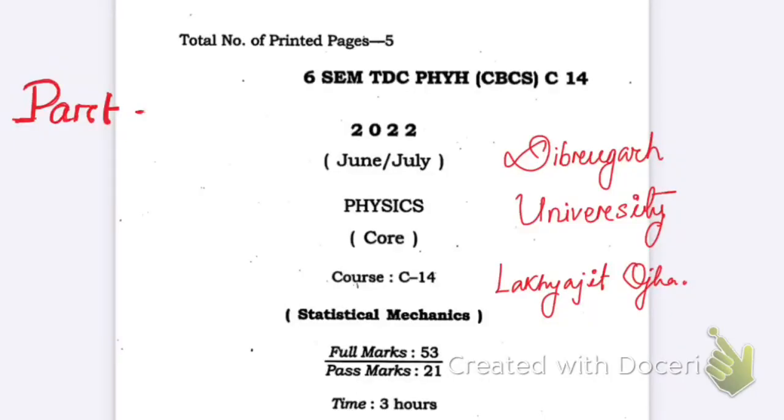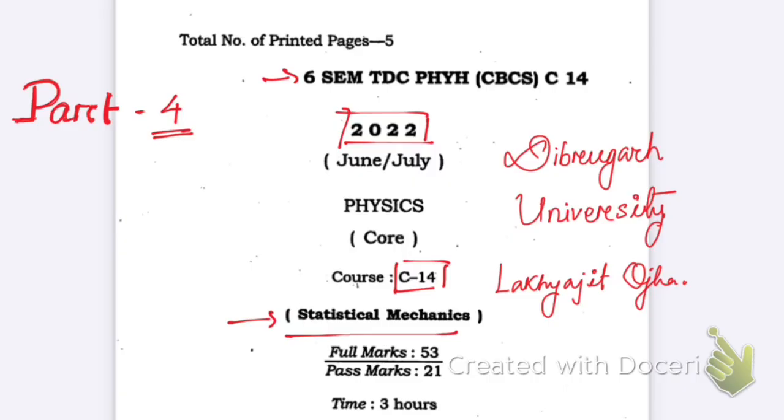Hello friends, in this video you see part 4 of Statistical Mechanics paper C14 2022, 6th semester, Dibrugarh University. In this video we are going to solve from question number 4. We're going to complete the paper in this video. We have already solved up to question number 3.